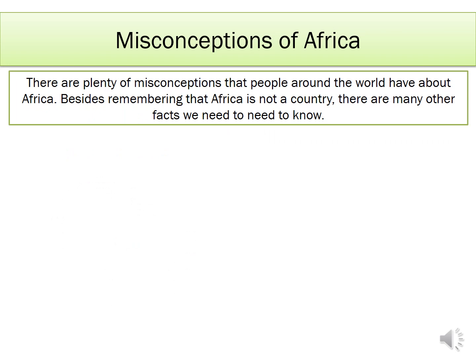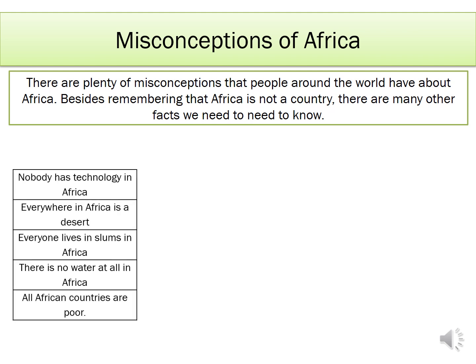So far this lesson, we've only looked at one misconception about Africa, the idea that Africa is a country. However, there are plenty of misconceptions that people around the world have about this continent. For example, no one has technology in Africa. Everywhere in Africa is a desert. Everybody lives in slums. There's no water, and all African countries are poor. These are all examples of misconceptions that lots of people elsewhere in the world might believe to be true.